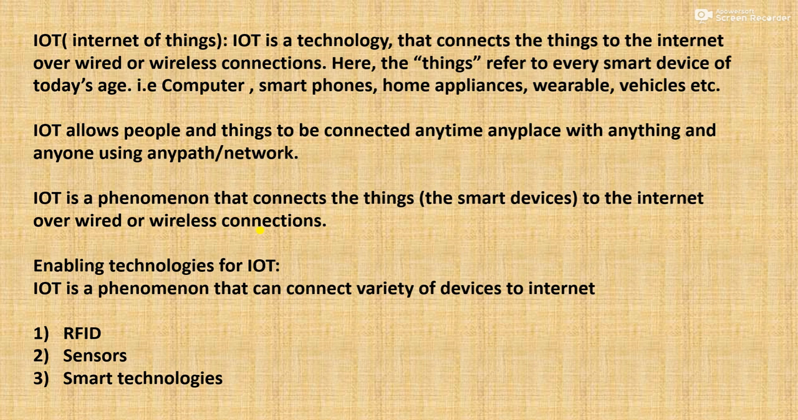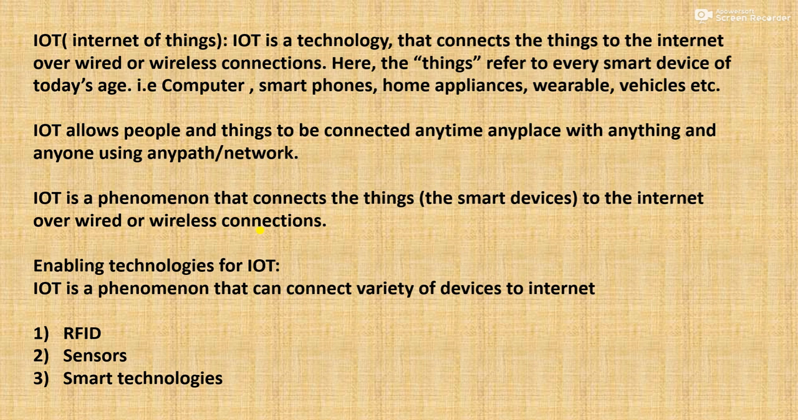IoT allows people and things to be connected anytime, any place, with anything and anyone, using any path or network. कोई भी path से अगर आप connection करना चाहते हैं with the help of internet, you can use. We will see an example, so don't worry about it. The full form is important: IoT, that is Internet of Things. Basically, it is a phenomenon that connects the things, that is smart devices, to the internet over wired or wireless connection.